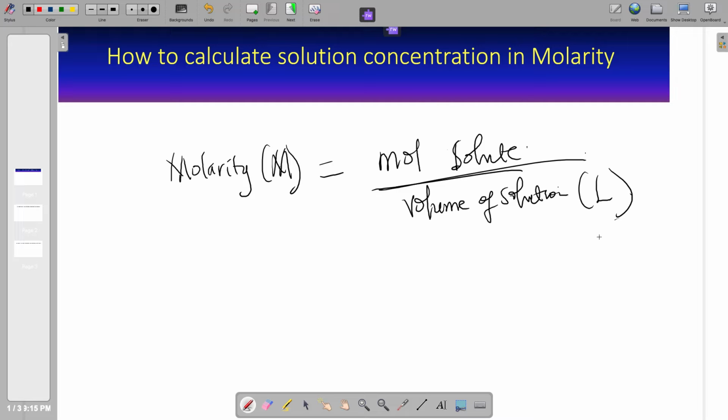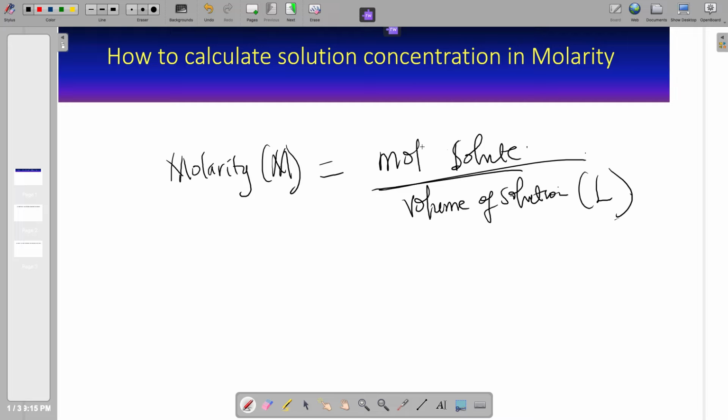What you have to keep in mind is that anytime you're asked to calculate molarity and the volume is given in milliliters, you have to make sure you convert it to liters before you divide moles of your solute by volume of solution. Okay, so as you've seen, solving for molarity is not that challenging if you really know what you're doing.